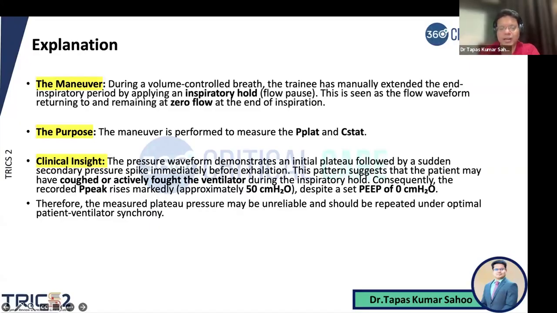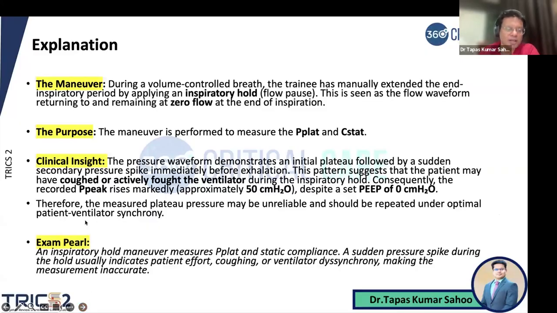So in this, if you are getting the plateau pressure to be around 50, it is actually not the right plateau pressure, because the patient has right now fought with the ventilator, and that's why the pressure is high. So it should be repeated under optimal patient ventilator synchrony. So this should be your answer.